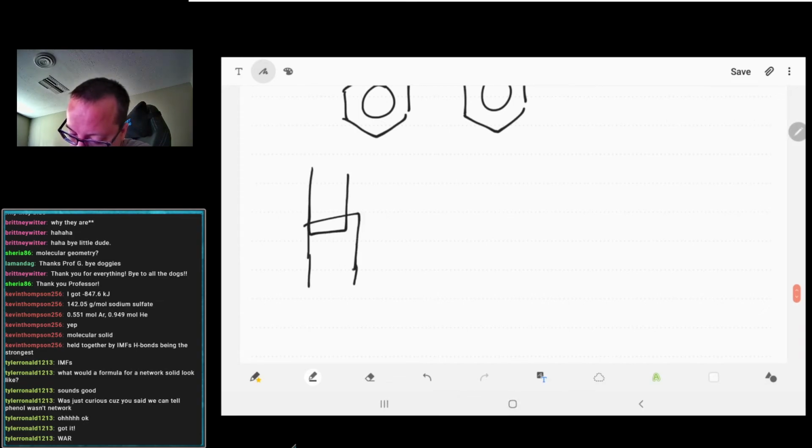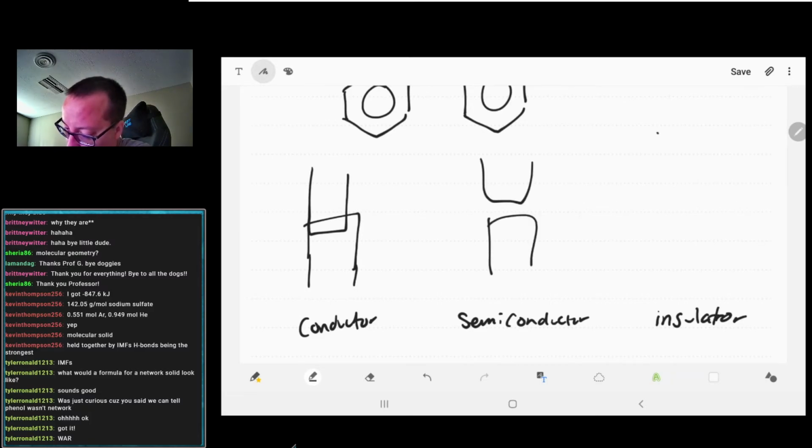Remember, like before, we have conductors, semiconductor, and insulator. Small gap, big gap. Hooray. Remember, conductors, we have nice overlap here between our two bands. It's all about the band gap.